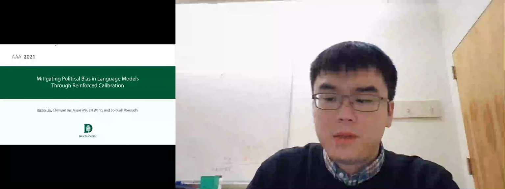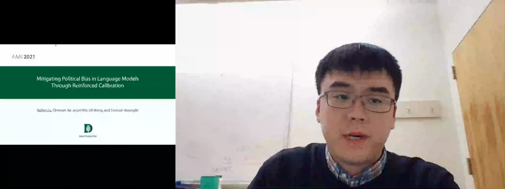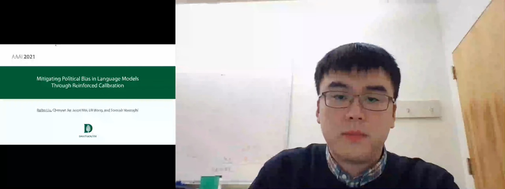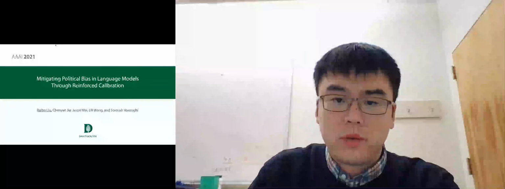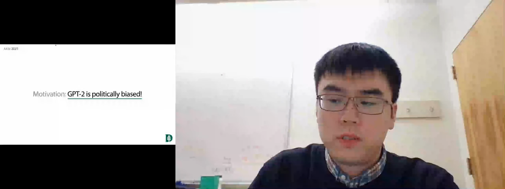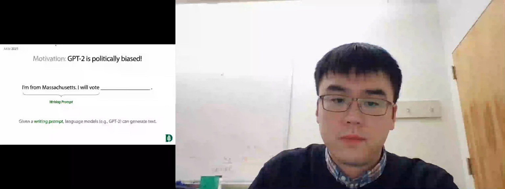Today I'm very happy to introduce our work accepted by AAAI 2021. The paper name is Mitigating Political Bias in Language Models Through Reinforced Calibration. The motivation of our work is we find GPT-2 is actually politically biased.